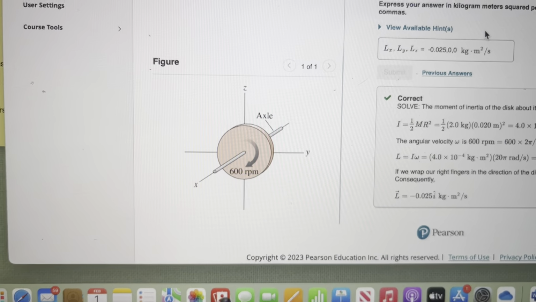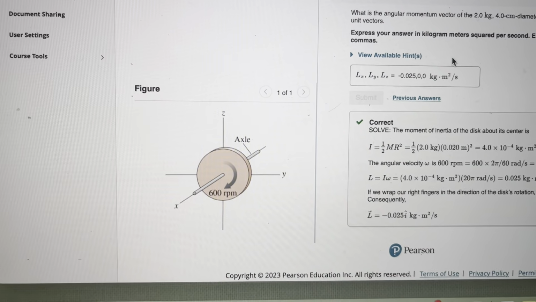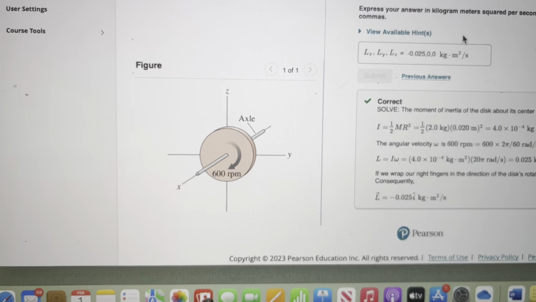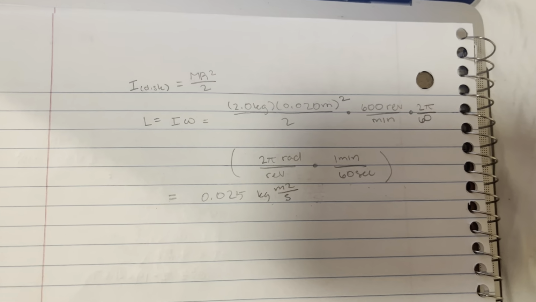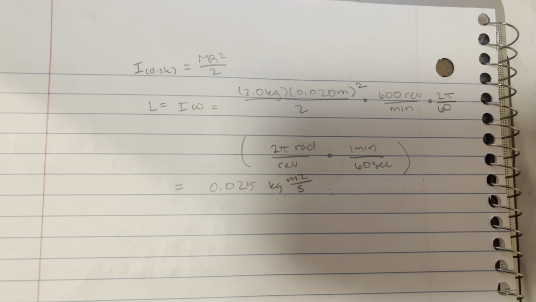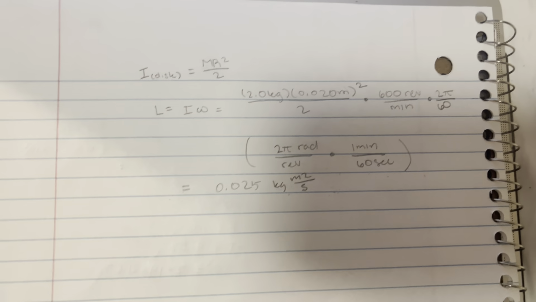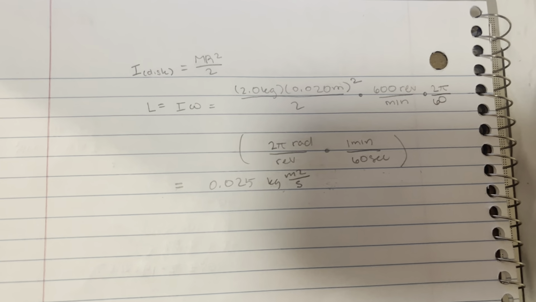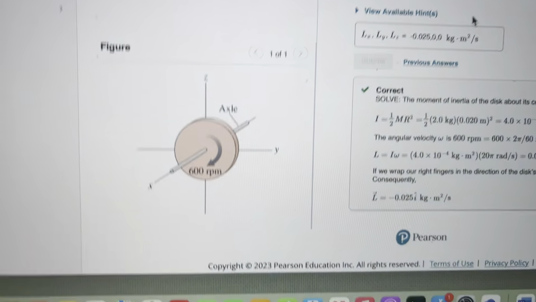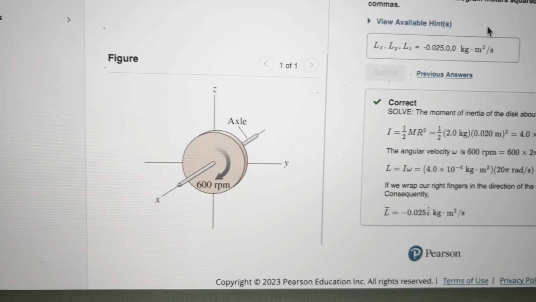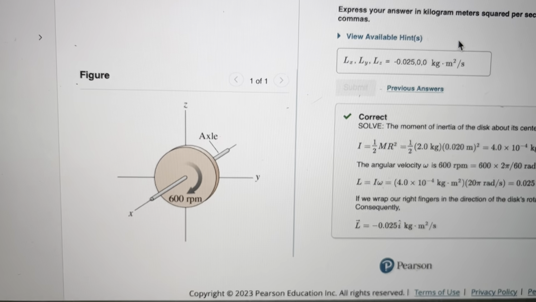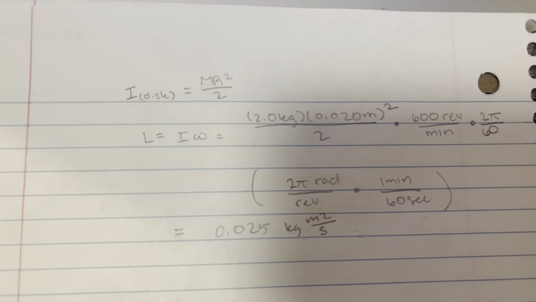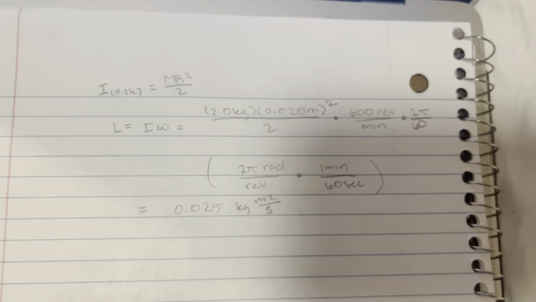So when we go to solve this problem, we're looking for the angular momentum, or L, and we know that L, as you can see in my work here, is equal to the inertia times the angular velocity. So the first thing we need to do is identify our equation for inertia, because that's going to depend on the shape we're looking at. In the figure we can see we're working with a disk, and the inertia equation for a disk is just the mass times the radius squared divided by 2. So I have that there.